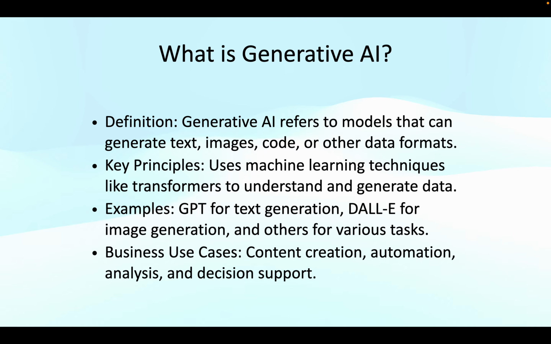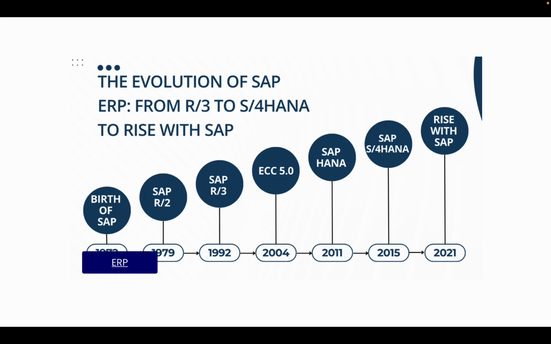And what are the key principles that we have in generative AI? It uses machine learning techniques like transformers to understand and generate data. We've got GPT for text generation, we have DALL-E for image generation, and others for various tasks. Business use cases are content creation, automation, analysis, and decision support.